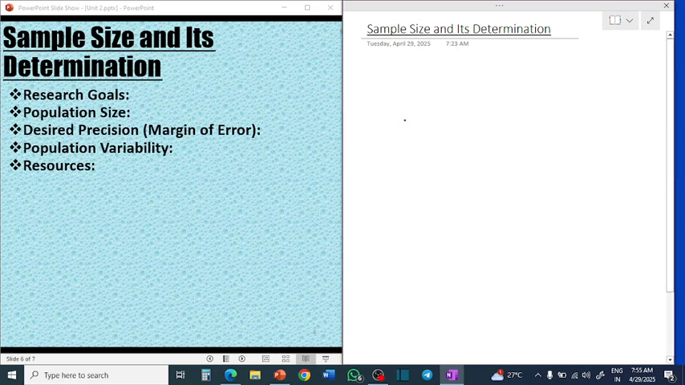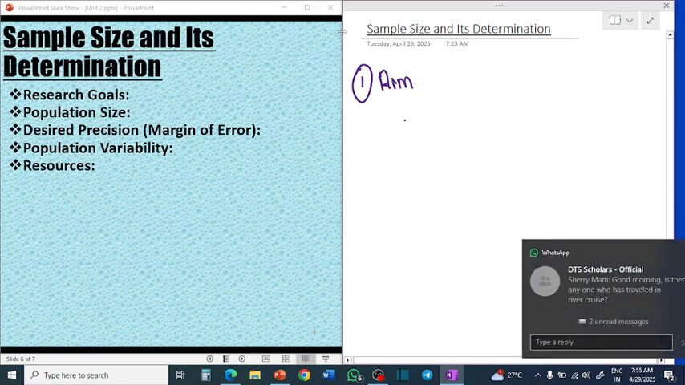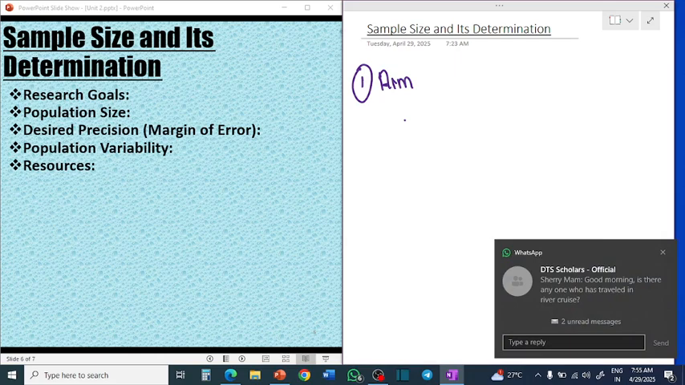So first is our research goal. What we are aiming to study, what is our aim to study, what we have to study, how much sample do we need? That comes under research goal.